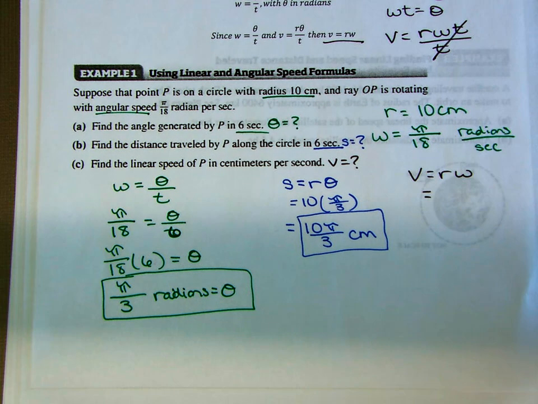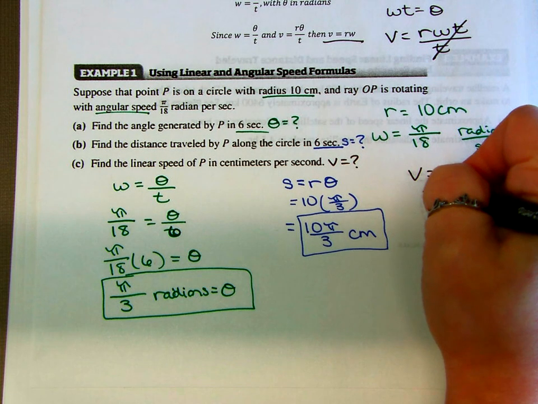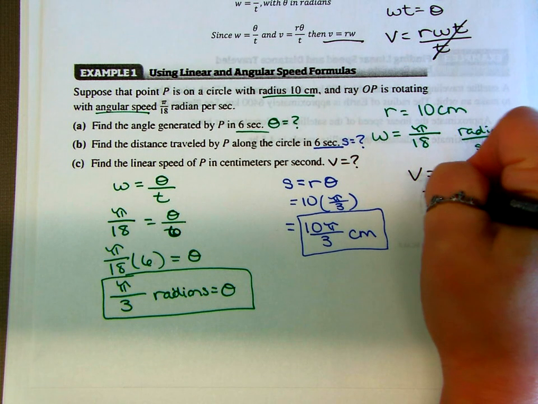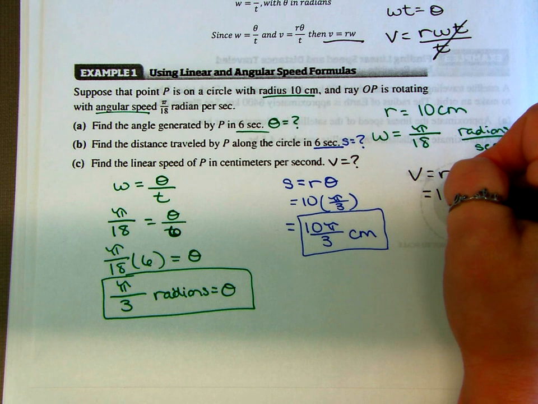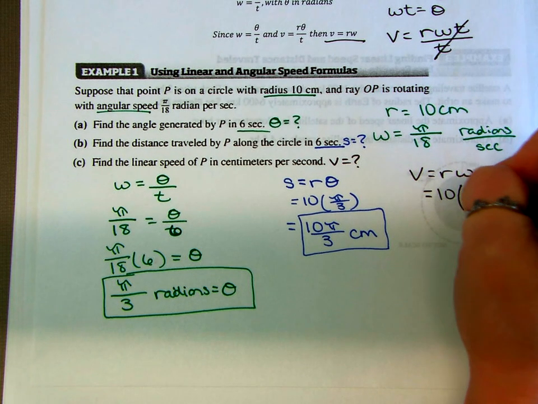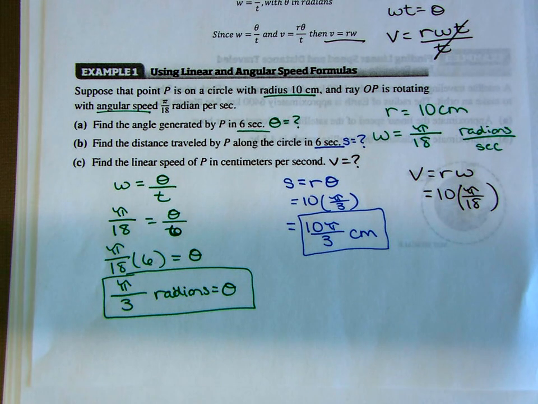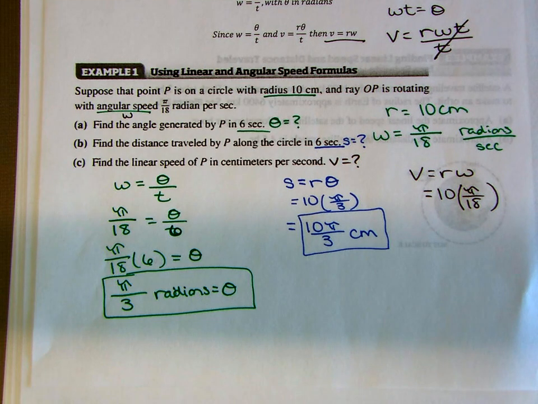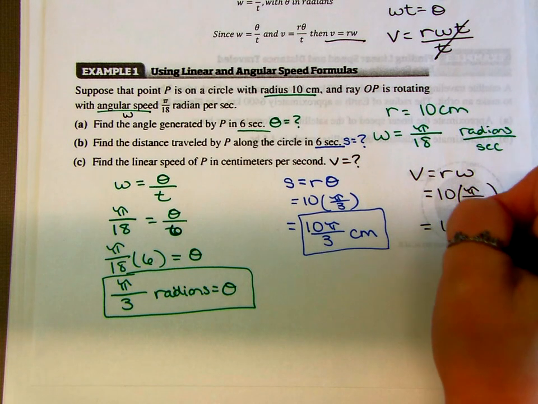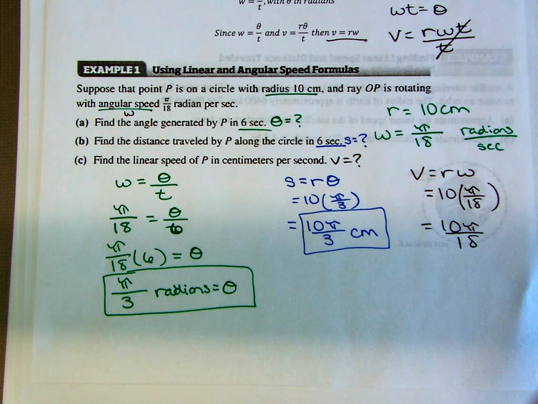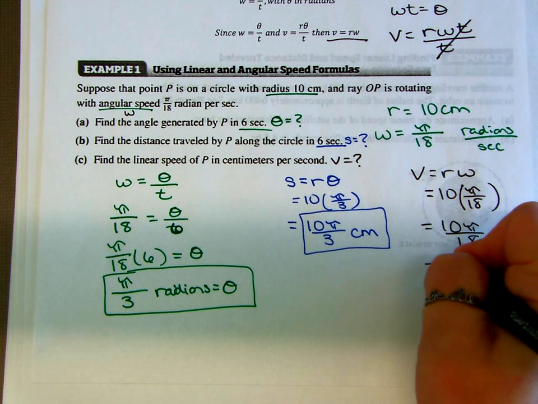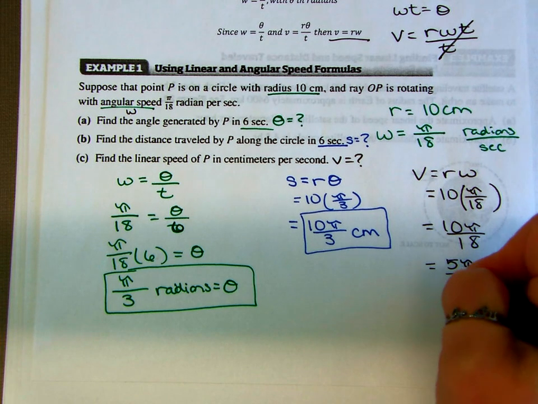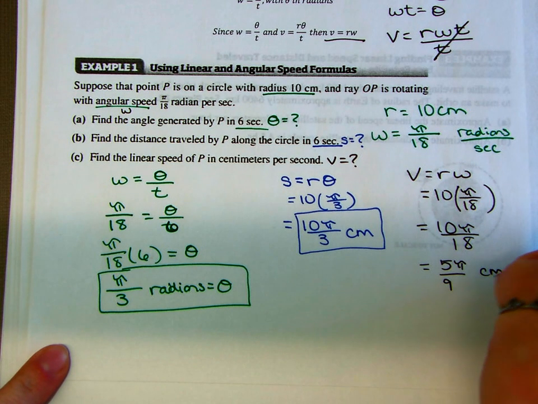Actually, it looks like I ended up going with R times W, which is 10 times pi over 18. Because our angular speed is what they gave us up at the top. Up here, this is our W. 10 pi over 18. And that simplifies to 5 pi over 9. And that would be centimeters per second.